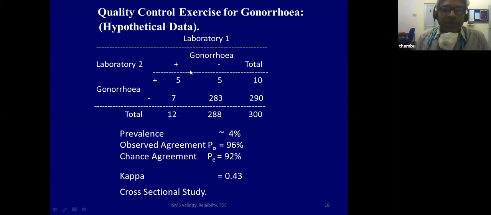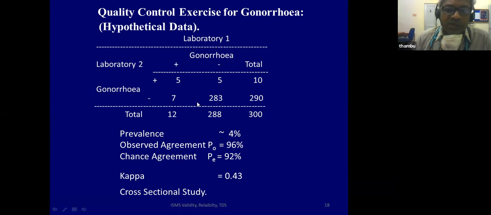So here's another example. This is again hypothetical data. Two laboratories are checking for a sexually transmitted disease, gonorrhea. They have 300 subjects. The first laboratory says 10 are positive. The second says 12 are positive. And this is the place where they agree. They both say 5 are positive. They both agree on 283 being negative. They disagree on 7 and 5, which is about 12.